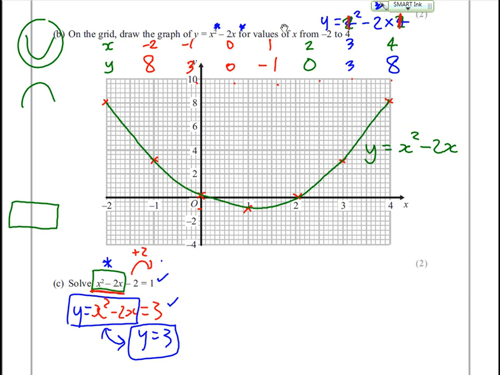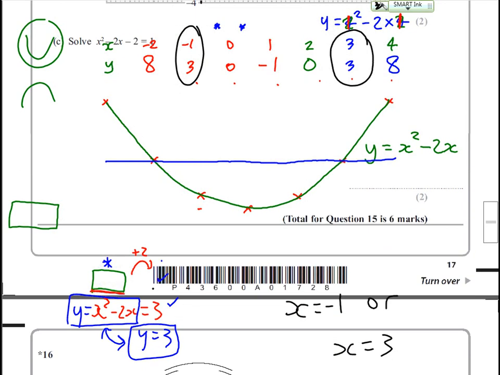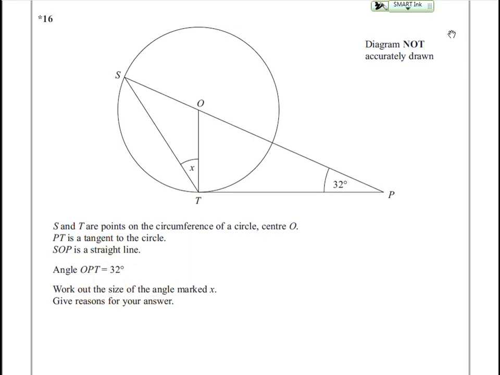So y equals 3 is here. Draw a line across. Or you didn't even have to draw a line if you're very smart and on the ball, because when y is 3, it's in our table. So x equals minus 1 or x equals 3. You've got two answers since it's a quadratic. Yes, you could have done that by taking away the 1 and then factorising. You'll still get the same answer. I just wanted to show you what the question was trying to get at. There's not always one way to do these things.